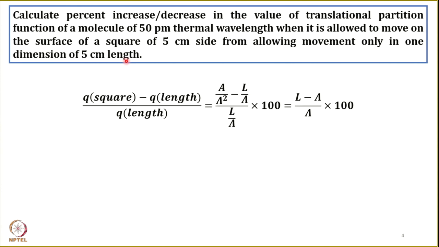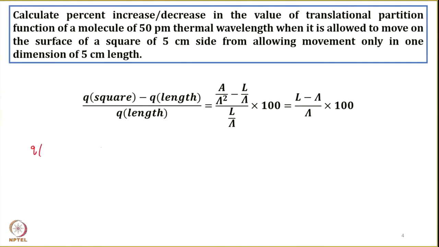That means we are considering two scenarios. One scenario is that the molecule is allowed to move only in one dimension, that is a length of 5 centimeter. The second scenario is that the molecule is allowed to move only on the surface of a square, and that side is also 5 centimeter. So we need to think about the partition function for a molecule which is free to move in one dimension, and the partition function for a molecule which is free to move in two dimensions. And of course, at this time, we will be concentrating on the translational contribution.